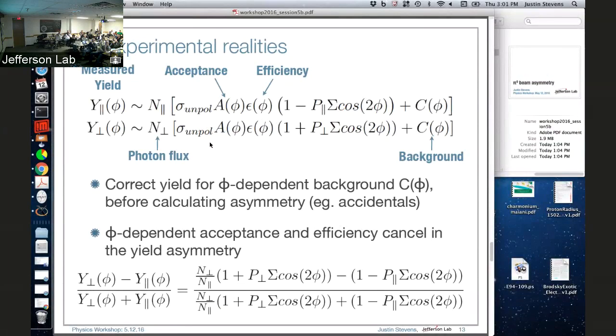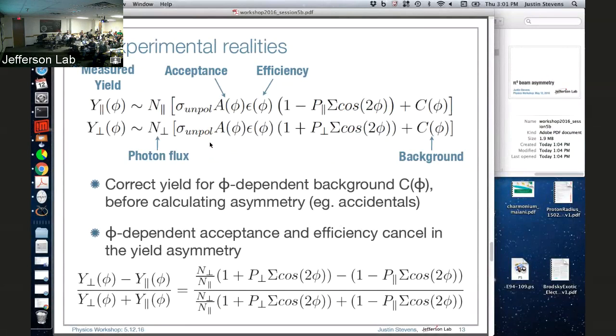So once you've corrected for those backgrounds, then you've removed that piece, and then you can look at this yield asymmetry. I rewrote that difference over the sum down here, where you can pull out some different pieces. One thing you notice right away is that these acceptance and efficiency factors that are in principle phi dependent, if they're the same for both para and perp, then they factorize out of both the top and the bottom, and you can remove those entirely, which is really the strongest benefit of looking at these asymmetries.